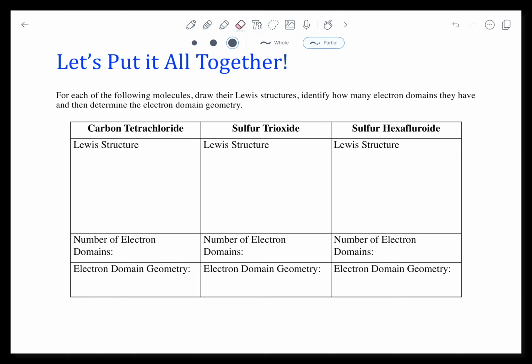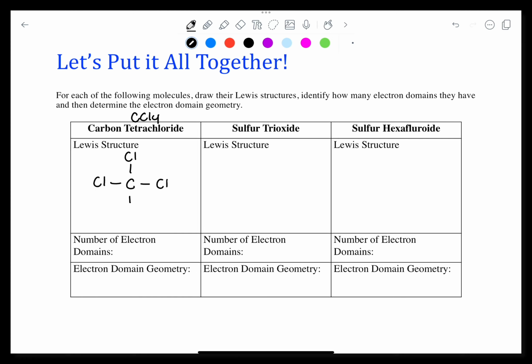So go ahead and pause your video, draw out these Lewis structures, and determine their domains and their geometries. Okay, again, I'm just going to draw the Lewis structures pretty quickly here. If your structure doesn't match mine, just double check you're following the rules correctly. So we have carbon tetrachloride, that's going to be CCl4, so that's going to be carbon in the center, chlorines all around. I'm not going to show my lone pairs on my halogens right now just for time. We have sulfur trioxide, which is going to be SO3, so this is going to be S. I'm going to draw this in a way that looks like our geometry.